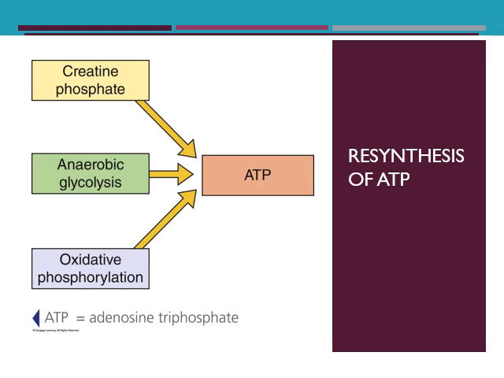ATP in the muscle is replenished extremely rapidly. However, levels of ATP in the muscle during exercise rarely drop more than 20 to 30%.